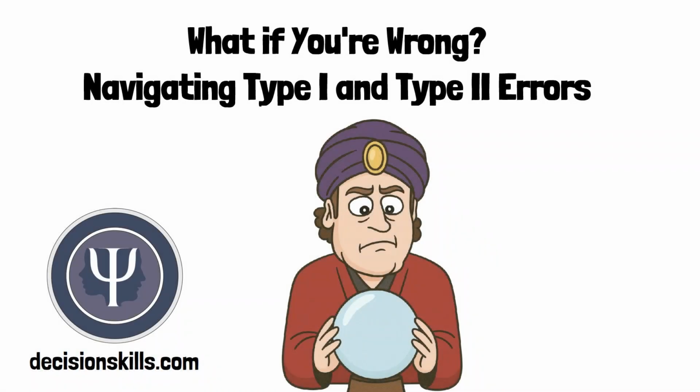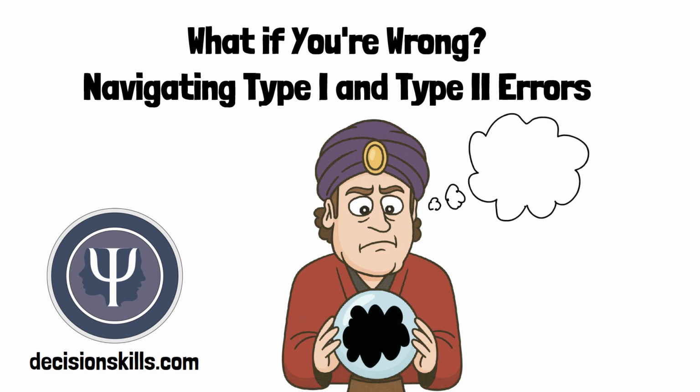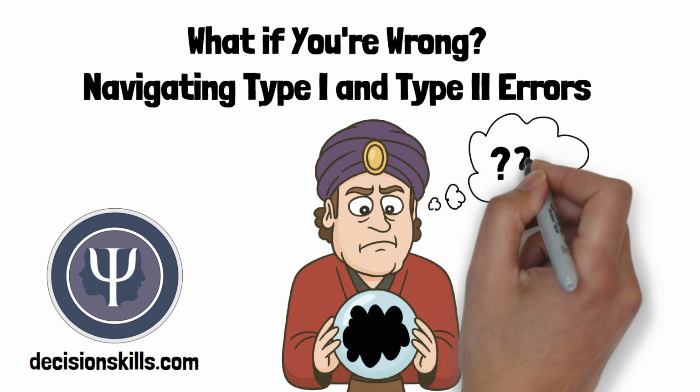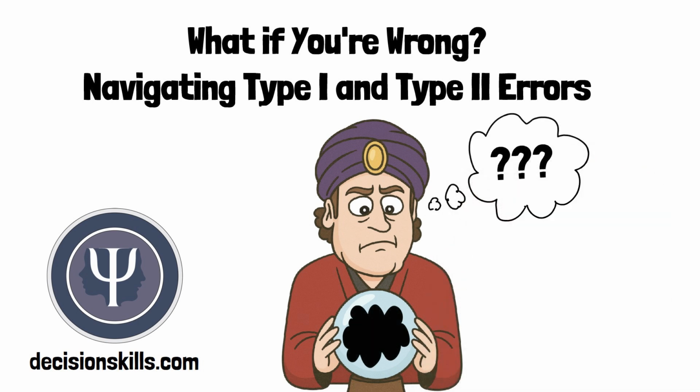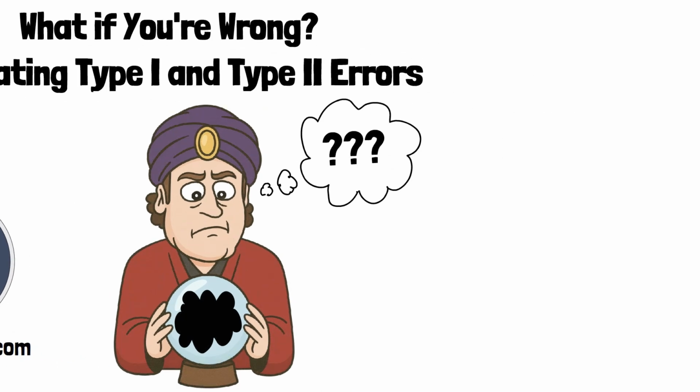Without a crystal ball, without perfect information, you often face decisions where no matter what you choose, there's a risk of being wrong. And because of this risk, a valuable tool that you can use for making better decisions is the concept known as type 1 and type 2 errors.